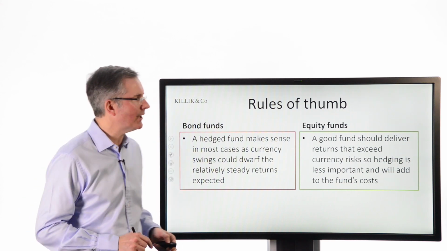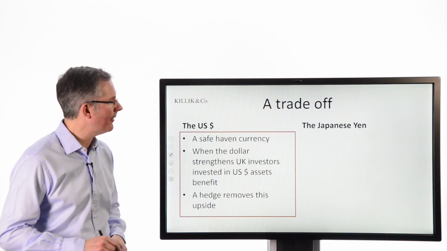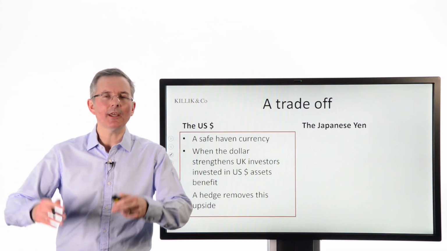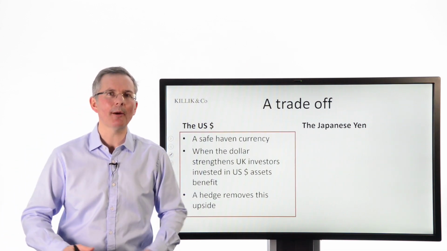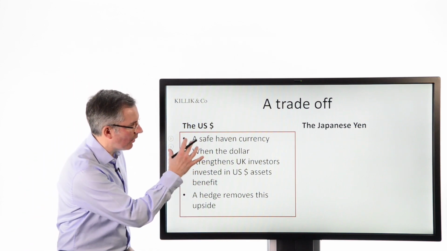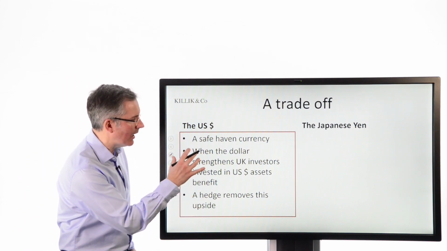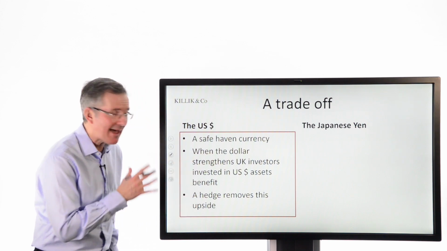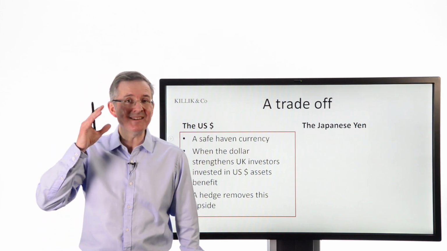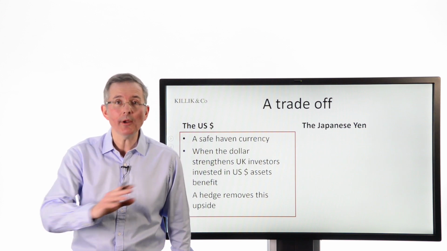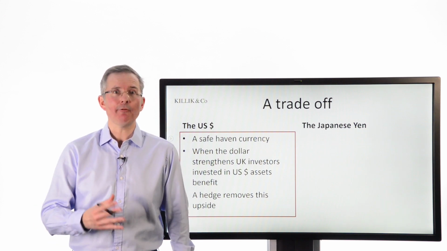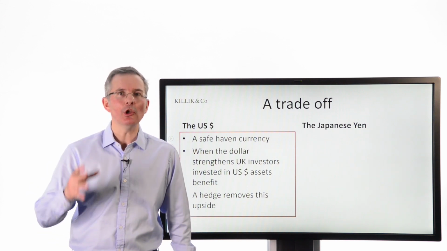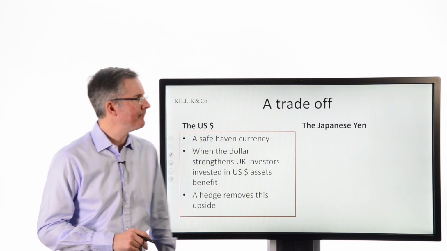I'll give you a couple of illustrations. Let's take a couple of currencies. The US dollar, safe haven currency, the currency that people tend to run to in times of trouble. So you get quite a bit of dollar strength. And if you're a UK investor invested in a fund that's got US dollar assets, maybe you want to benefit from that dollar strength. And if the fund is hedging the dollar, you won't get that benefit. I'm not saying therefore never buy a hedged US dollar fund, but you've got to think about it.